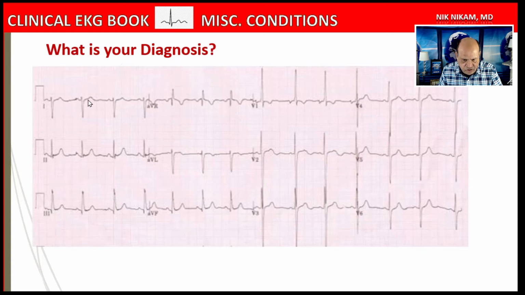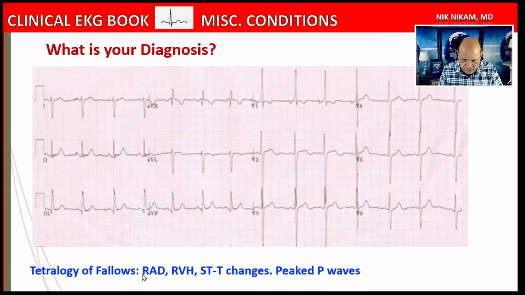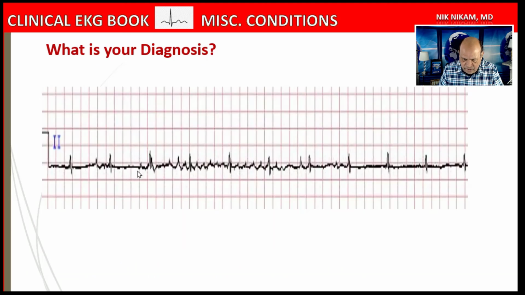Whenever you see a right axis deviation and a right ventricular hypertrophy, we start to think about congenital heart diseases like atrial septal defect, ventricular septal defect, or a tetralogy of Fallot. Well, we see right atrial deformity because of the prominent P waves here, right ventricular hypertrophy, STT changes with the peaked P waves. So this is a case of right ventricular pressure overload, which could be seen in patients with the tetralogy of Fallot.